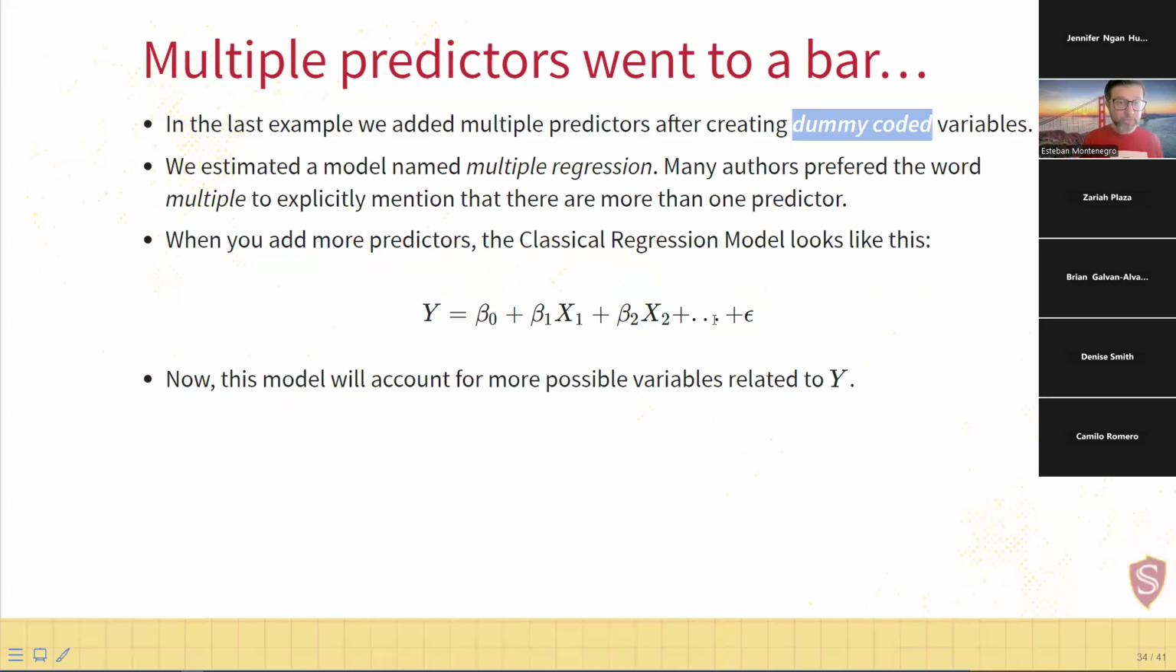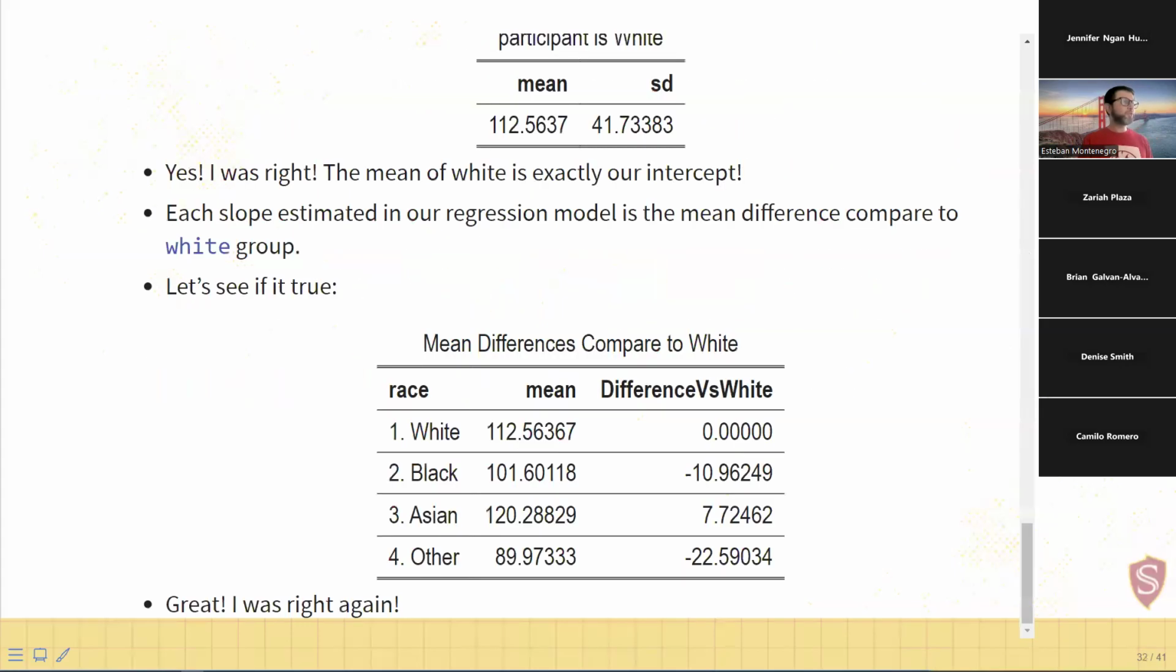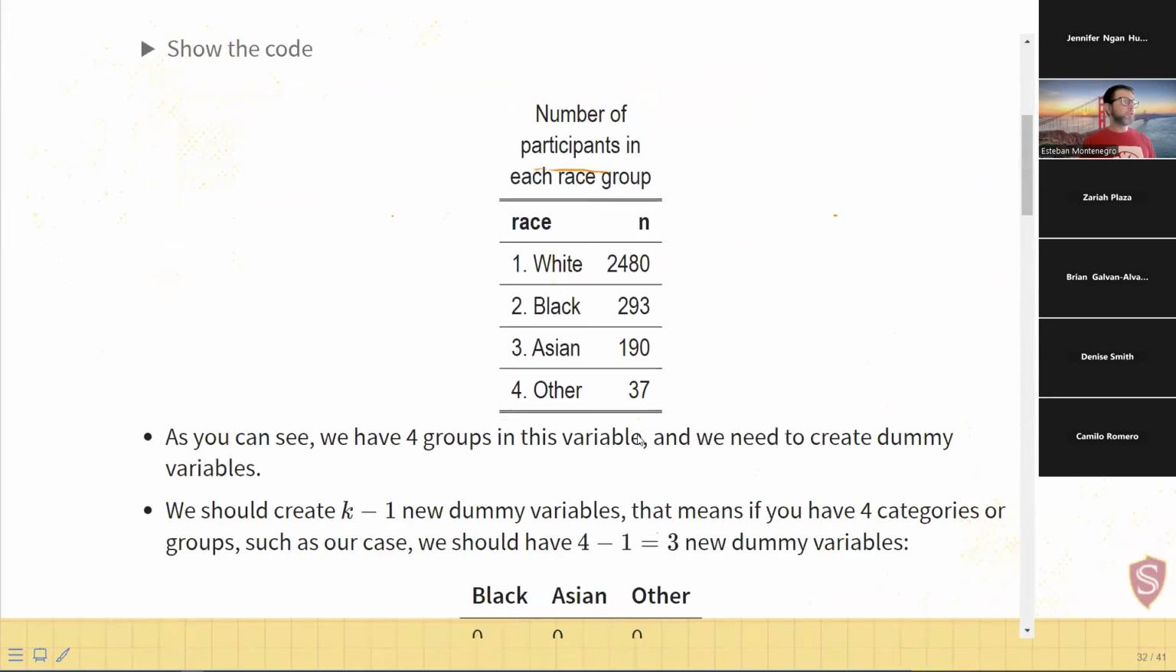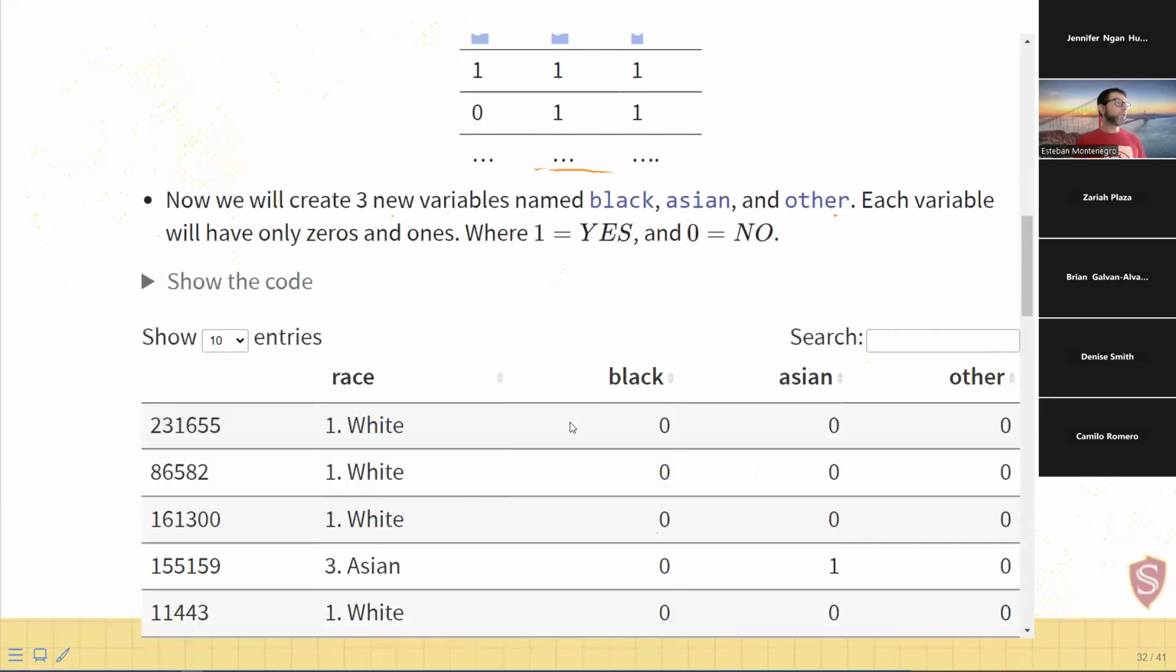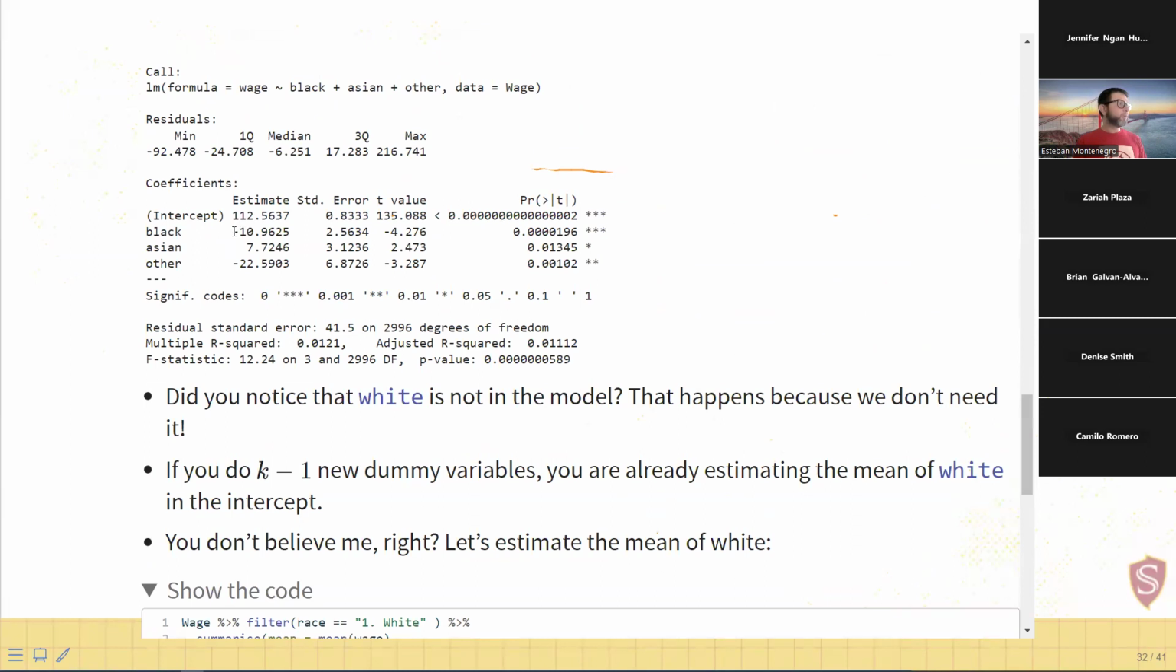Why can we take another group to put into the intercept? Oh, Jennifer, that's a very good question. Sorry about that, I didn't mention that. You could actually change the reference group, if that's your question, Jennifer. In this case, I'm using white as a reference group, but it could be any other group. It doesn't matter. I can use other or Asian as a reference group. And of course, the slopes are going to be different, but the conclusion is going to be the same.